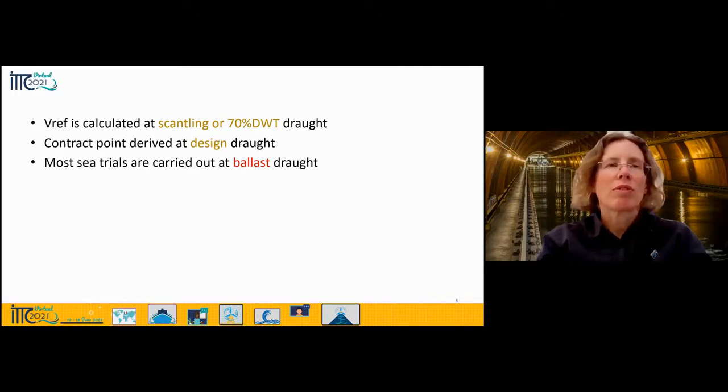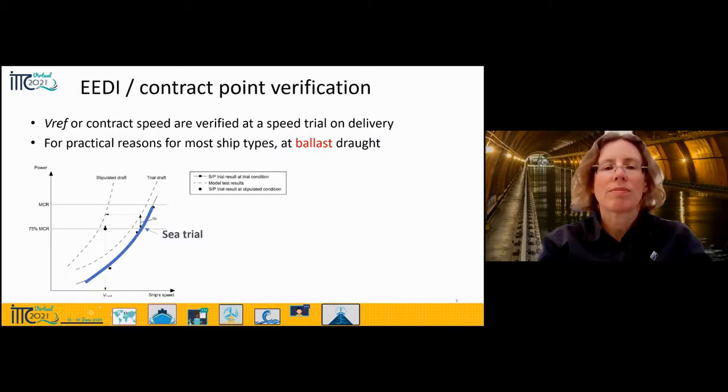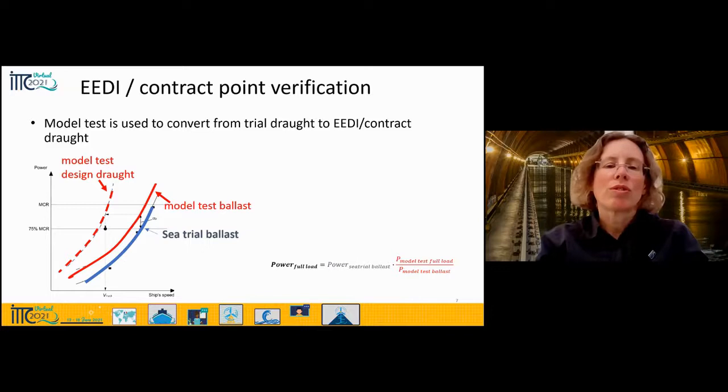Similarly, the contract point in a builder's contract is derived at design draft, but most sea trials are carried out at ballast draft. So for practical reasons, most sea trials are done at ballast draft, apart from tanker vessels. So to convert the model test at ballast draft to the deeper drafts, we use model test curves at design, or the deeper draft, and ballast draft.